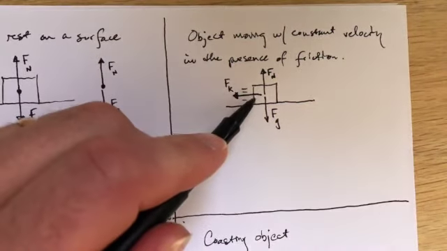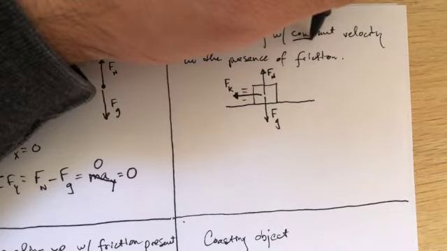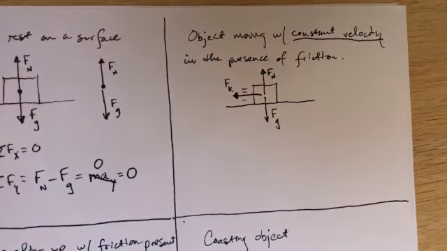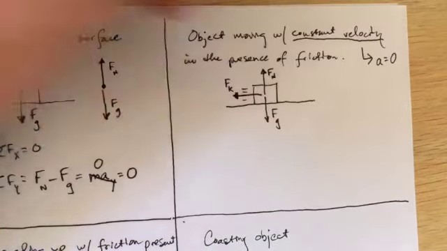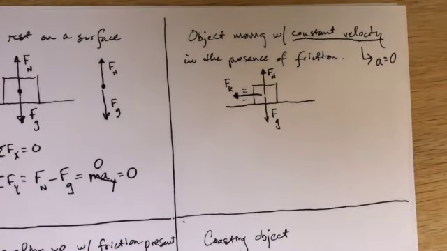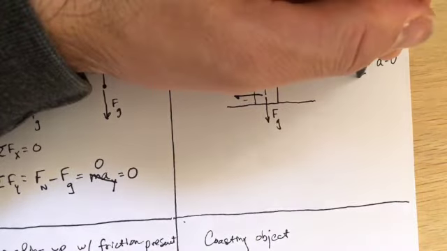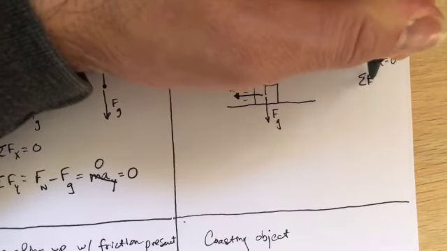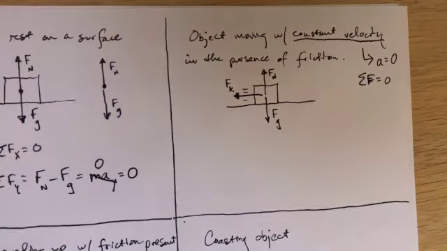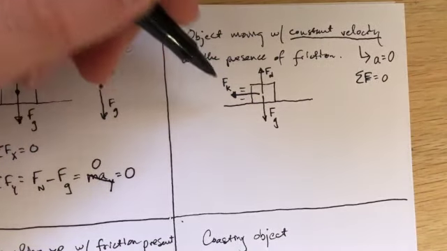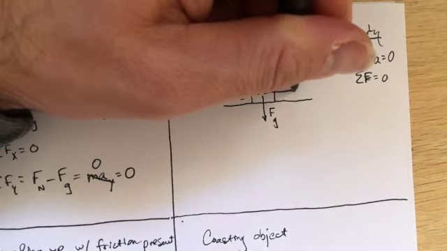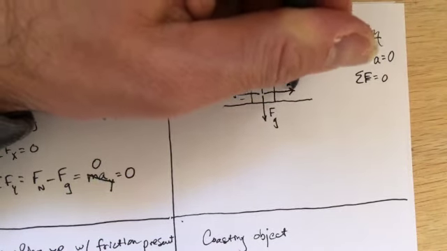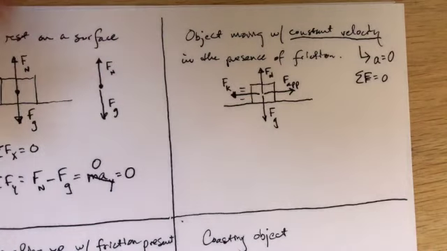Well, if the object is moving at a constant velocity, that's a key phrase for us to know that the acceleration of this object is 0. And if the acceleration is 0, that must mean that the sum of all the forces is also 0. So there must be something balancing out this kinetic friction. And that's going to be a force that we call the applied force. So you might be pushing on it, you might be pulling on it, something like that.